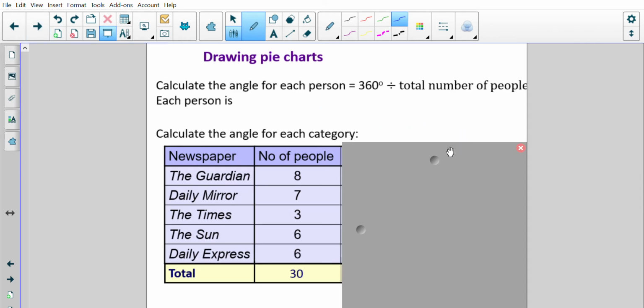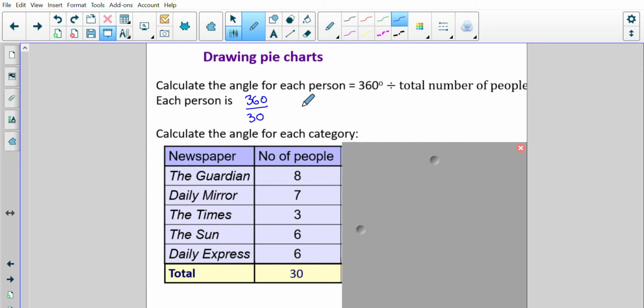So the key to drawing a pie chart is to work out the angle that you need for each person. The way that we do this is we remember that a pie chart is a circle and the angles all the way around are 360 degrees. So to find the angle for each person, we take 360 degrees and we divide it by the total number of people. So here in the frequency table we can see that the total number of people asked was 30. So to calculate the angle for each person, we take 360 and we divide it by 30.